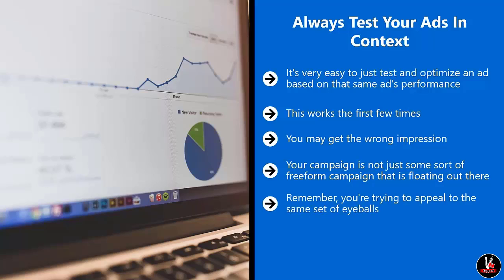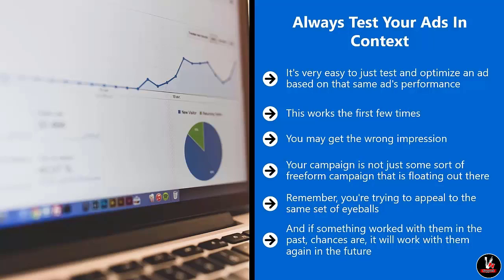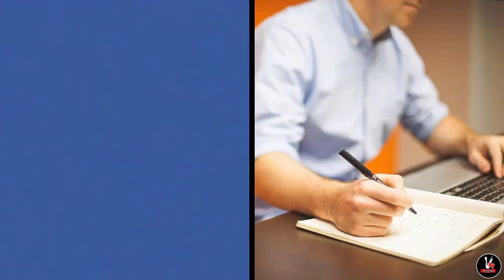Remember, you're trying to appeal to the same set of eyeballs. Unless you are dramatically shifting your target audience, you're essentially still trying to appeal to the same people. That is the context. And if something worked with them in the past, chances are it will work with them again in the future. The key is to break this down to basic principles or elements and apply those principles and elements to your new ads. There's no way to measure the success of that strategy unless you compare the performance of these later ads with the ones that came before.